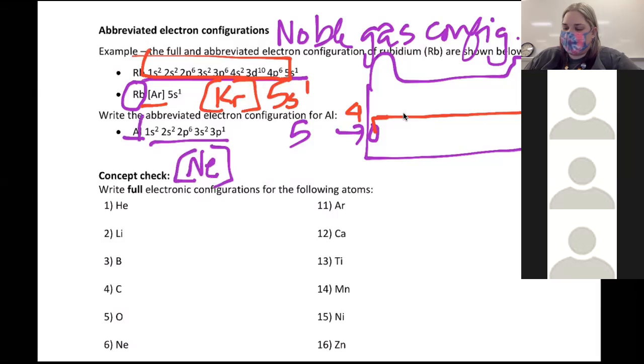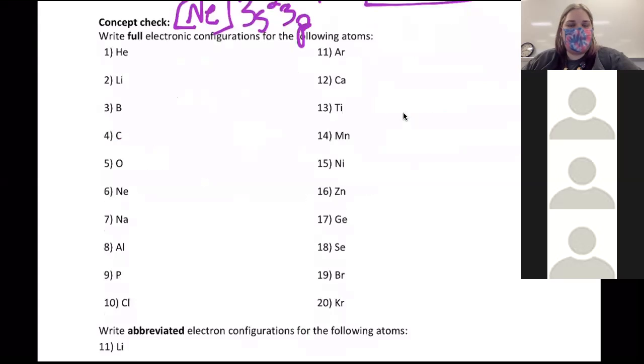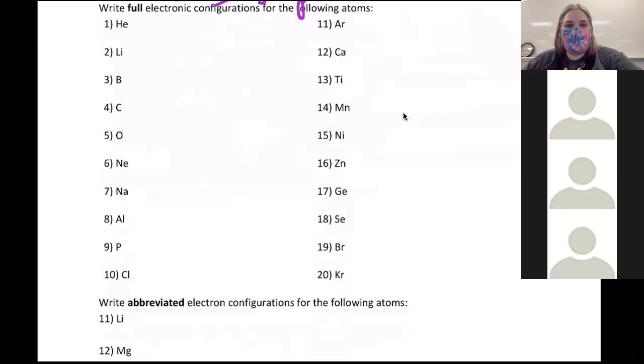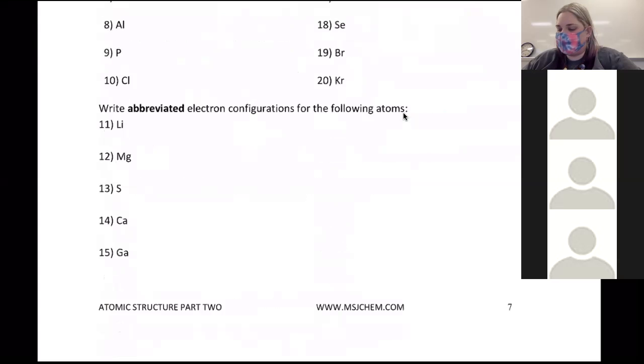And that's a noble gas on the 2nd row. That means it's going to take the place of everything all the way up to 2p6. Since it's a noble gas, remember it has to end with something p6, and so that's where the configuration would end. Then after that, I would just have to write 3s2 and 3p1 for that one. So you guys have some practice with this. It's not due till Friday because I'm going to have you do both parts at once. You have practice writing the full and the abbreviated configurations for some of these atoms.